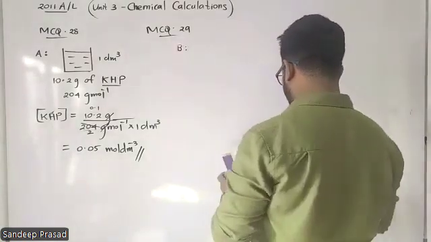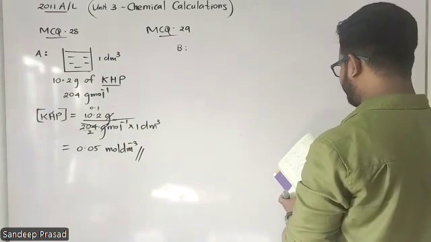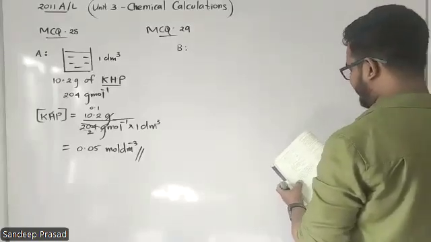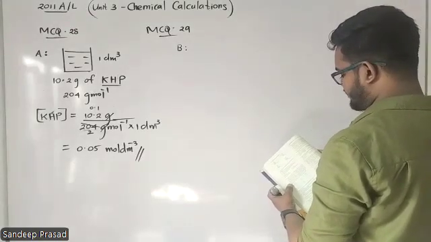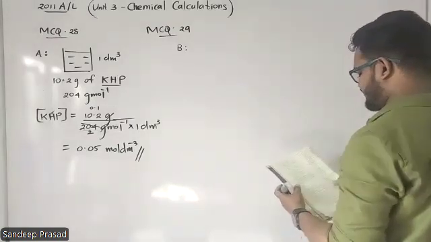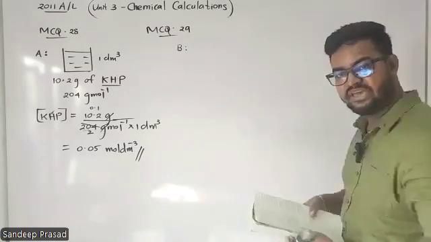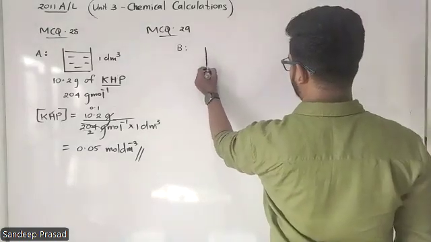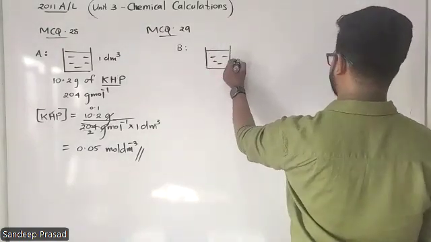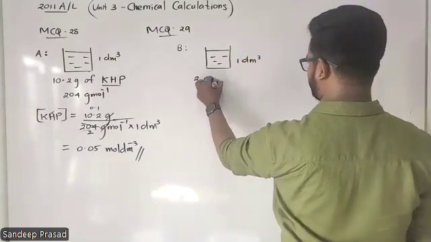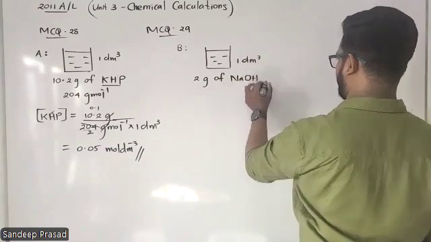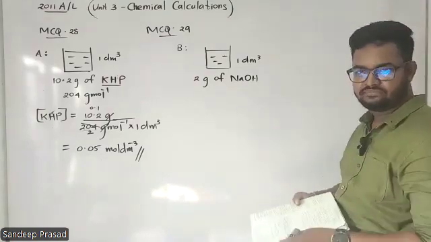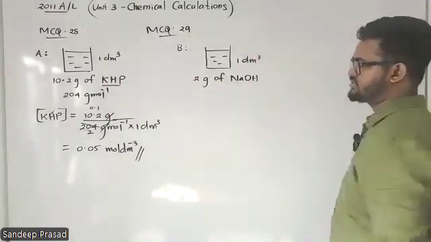Capital B solution, solution prepared by dissolving 2 grams of sodium hydroxide. Molar mass of pure sodium hydroxide is 40 grams per mole, containing an inert compound in water. Therefore, we can't find out the concentration directly here because inert compounds are there in the solution, and diluting up to 1 cubic decimeter. Anyhow, they have prepared a solution of sodium hydroxide 1 cubic decimeter by dissolving 2 grams of sodium hydroxide, but it's not pure, right? They have given that containing an inert compound in water. So therefore, we can't find out the final concentration yet.